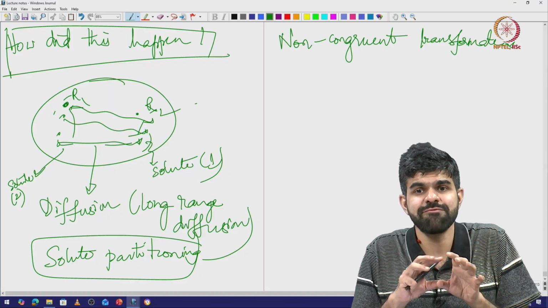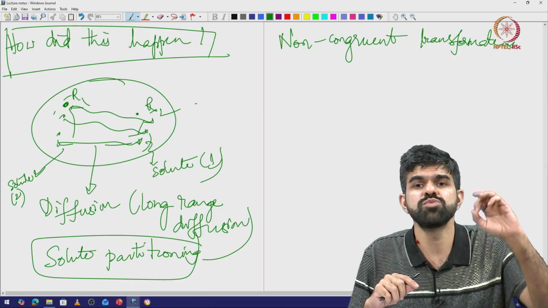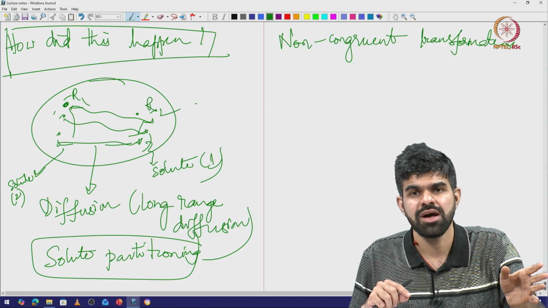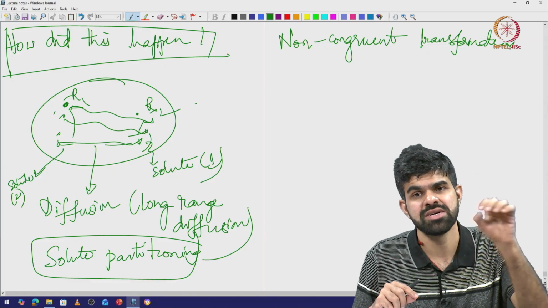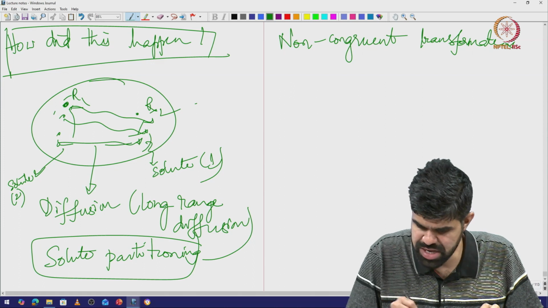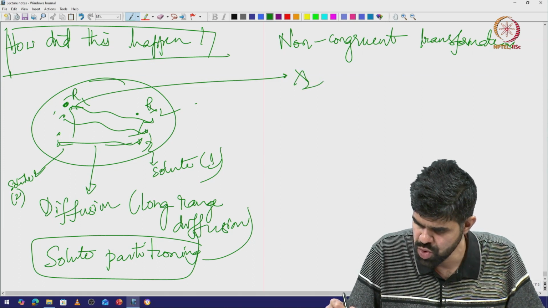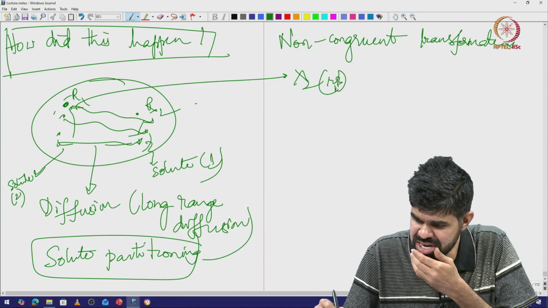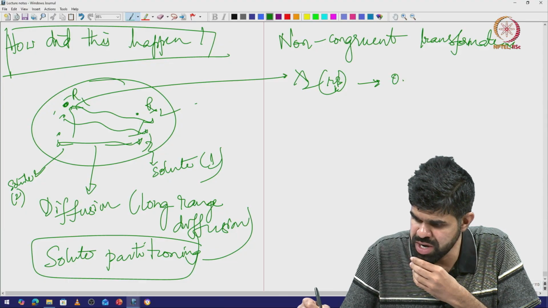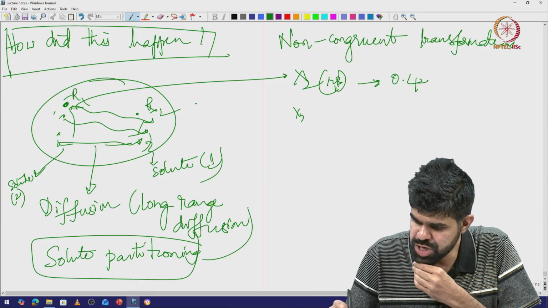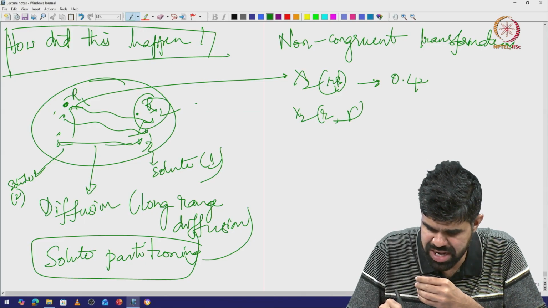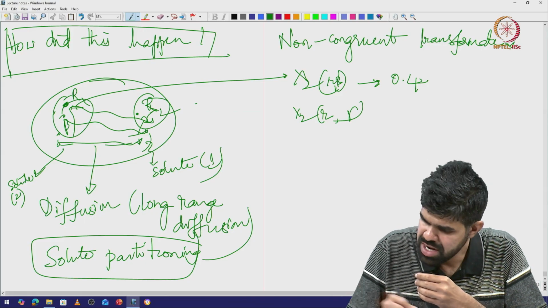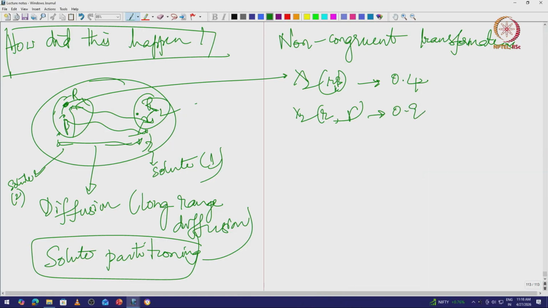I have to have solute partitioning. Solute should move from alpha, so initially it is in the alpha phase, but some part moves. So, for example, region R1 here: x2 of R in the beta phase now becomes 0.4, but x2 at R in the gamma phase, whatever I have marked as gamma, this is beta, now that becomes 0.9. Okay.